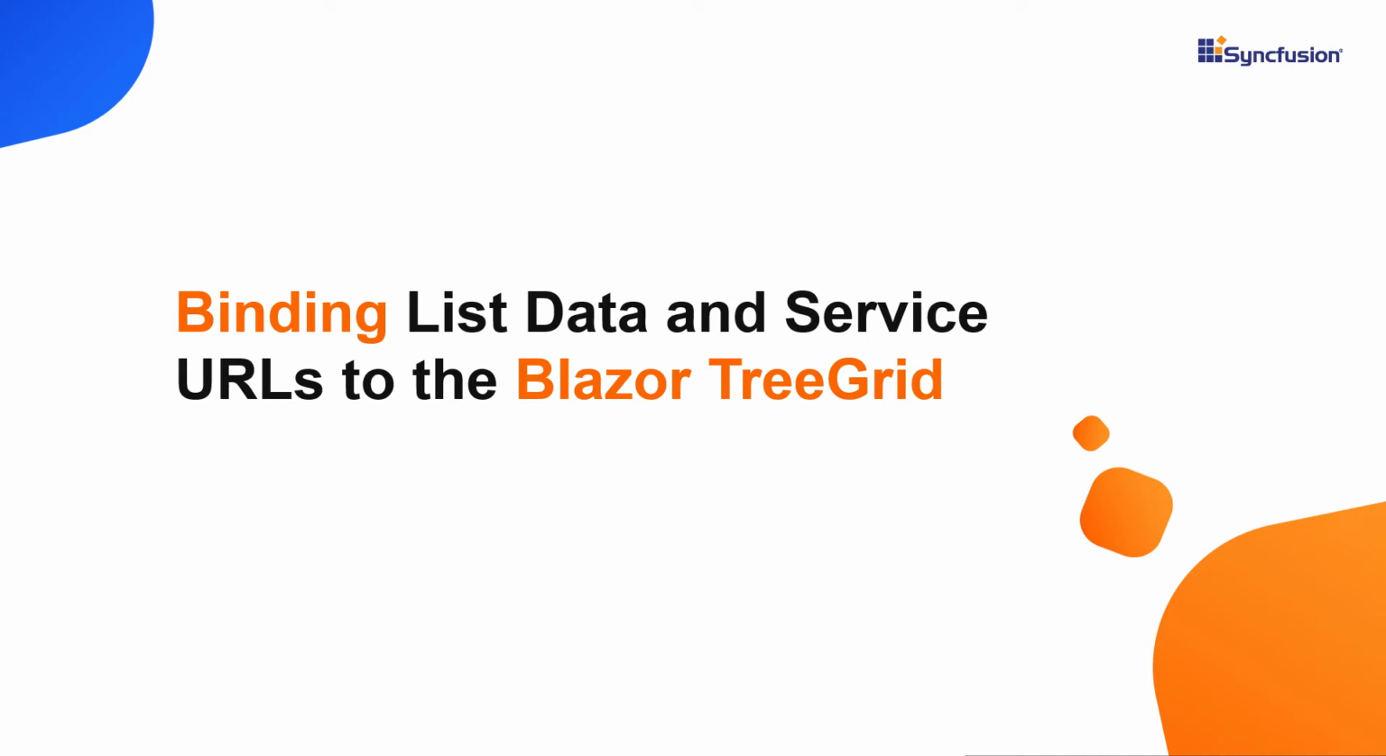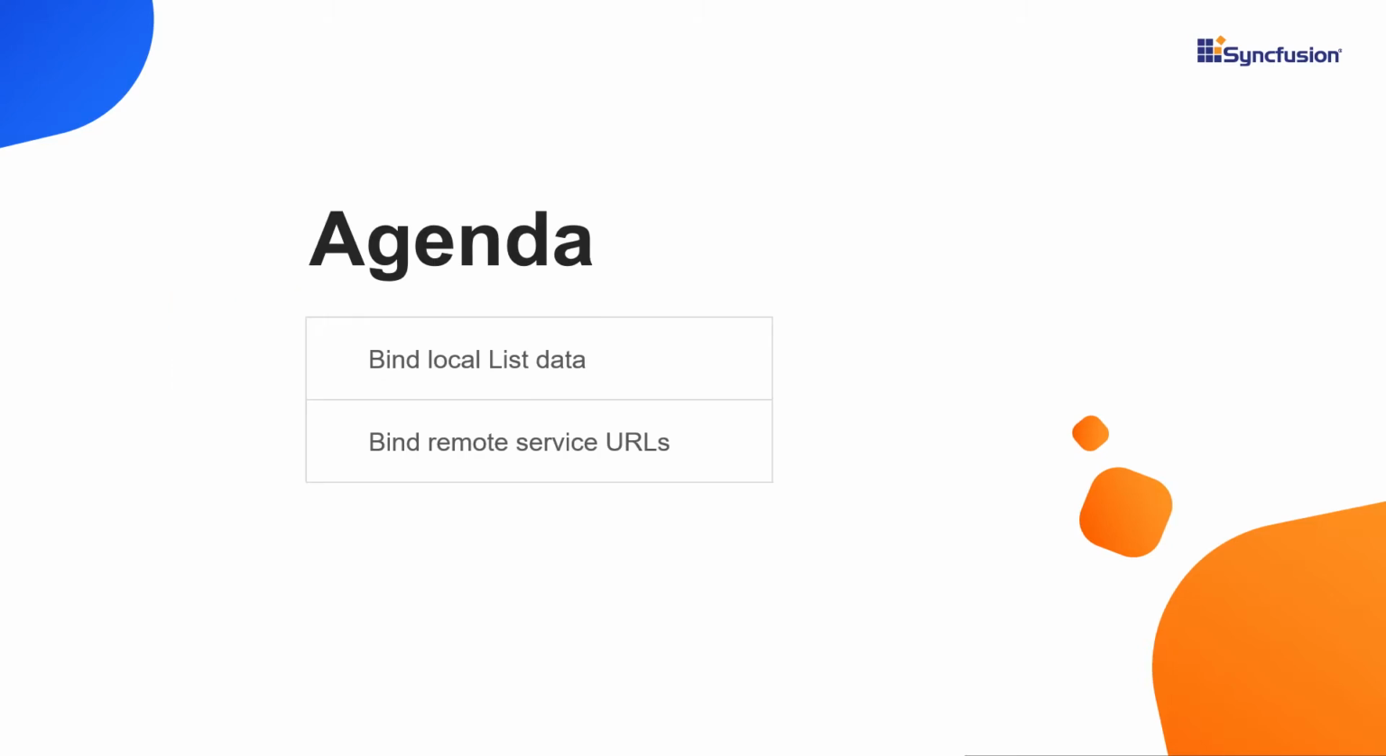Hi everyone, welcome to this video on how to bind local list data that has hierarchical relationships and service URLs from a remote server to the Syncfusion Blazor TreeGrid. I am going to show you how to bind data to Blazor TreeGrid in a Blazor WebAssembly application.